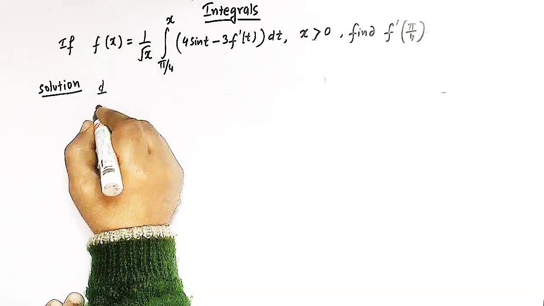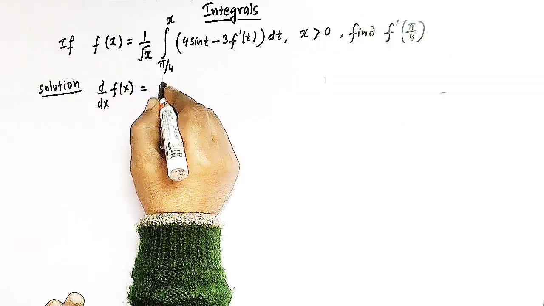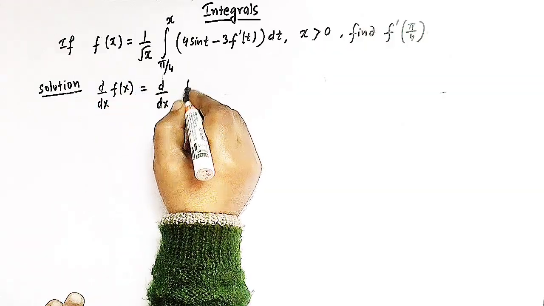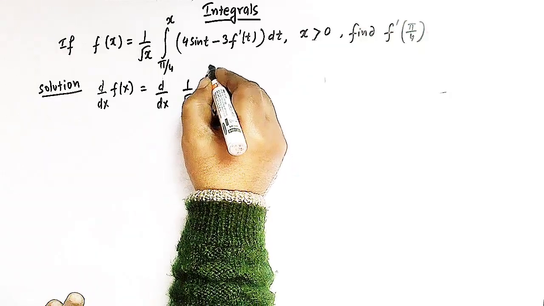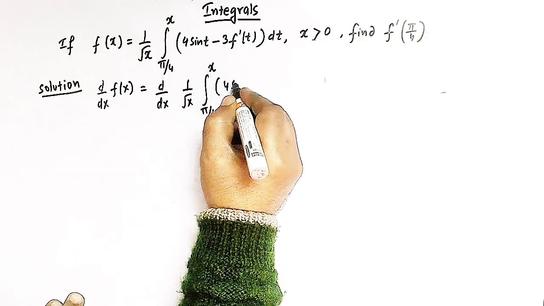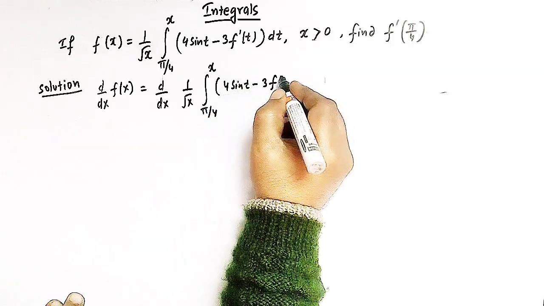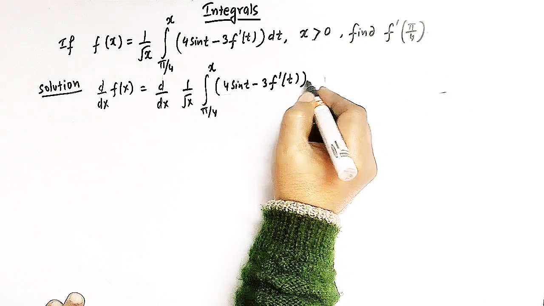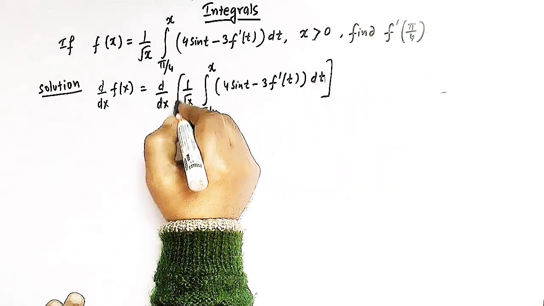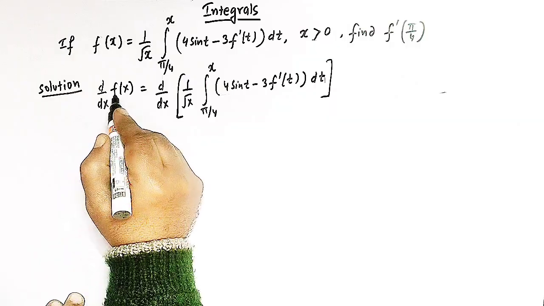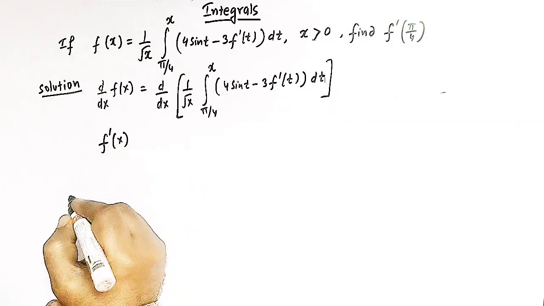So here we have d/dx of f(x), and then we have d/dx of 1 over root x times the integral from pi/4 to x of (4 sin t minus 3 f'(t)) dt, right? Okay, now d/dx of f(x) is simply f'(x), right?